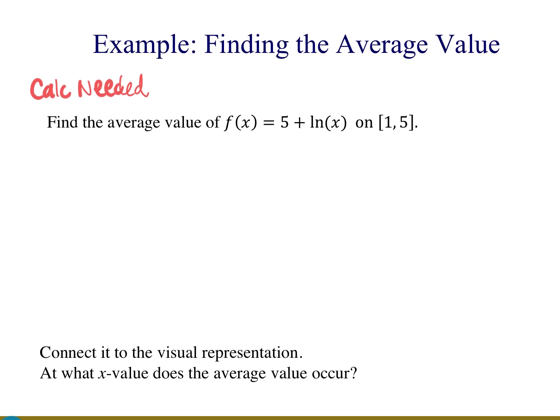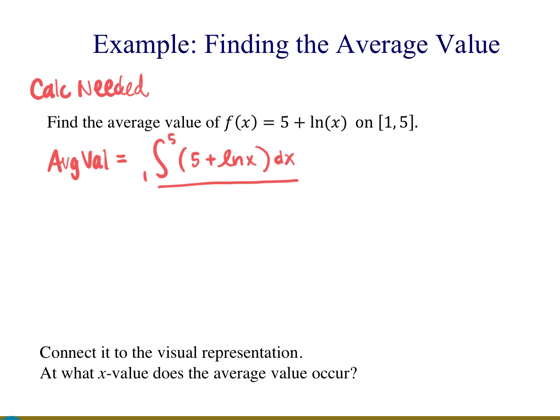Okay, you don't have to write the words integral over interval, but you have to write the integral over the interval itself. So average value is going to be the integral from 1 to 5 of the function 5 plus ln x quantity dx over the denominator 5 minus 1.